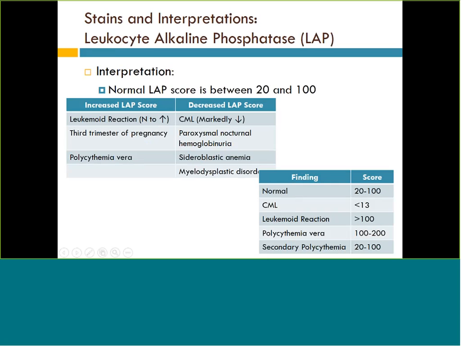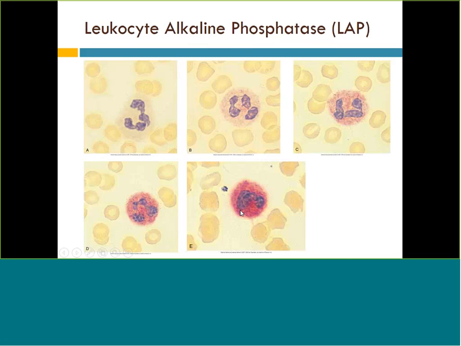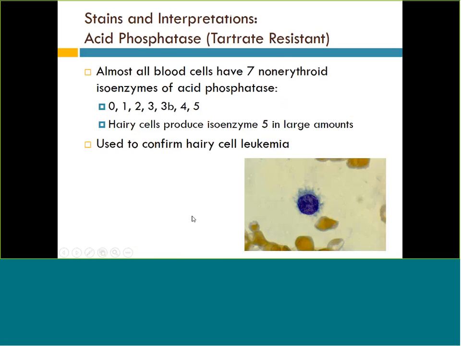Decreased lab score, so less than 20. CML, definitely. That usually sits down around 12. Paroxysmal nocturnal hemoglobinuria, sideroblastic anemia, and myelodysplastic disorders all will be a decreased or low lab score. So do know those examples of which ones will cause a high and which ones will cause a low lab score. All right. So that is the lab stain. That's probably the more complicated one, just by knowing how to stain and score it, and then which diseases go with those scores. All right, moving on to our next stain, tartrate-resistant acid phosphatase.